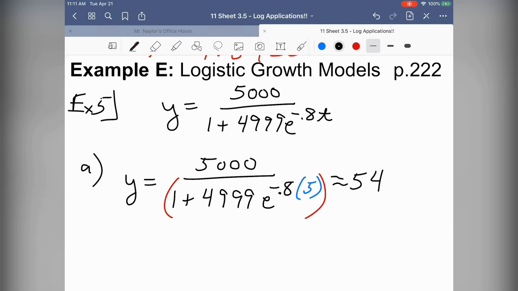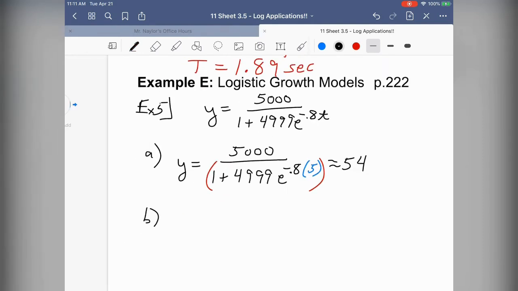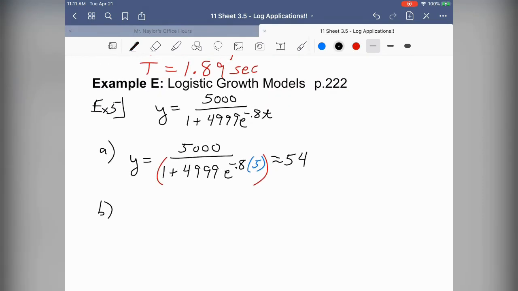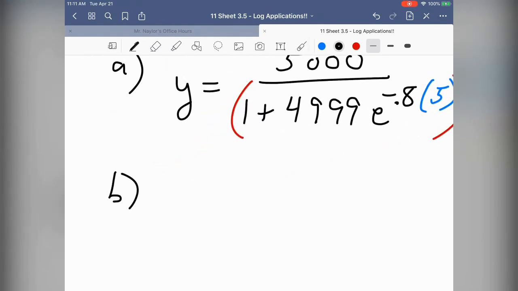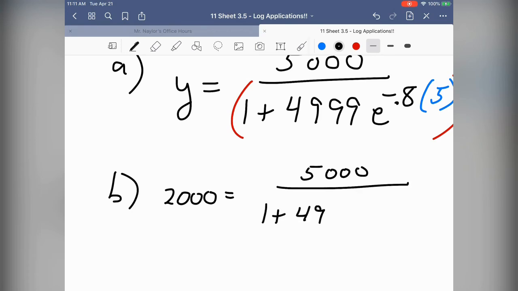How about question B? How much time until we have to close the campus? That is until 40% of the students are infected. Now you'd have to, of course, find 40% of the students. That comes out to be 2,000 students. And we find ourselves staring at a situation where we have to solve for t. Now notice where t is. Notice that it is in the exponent.